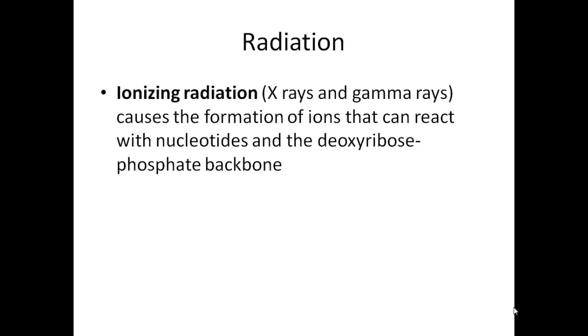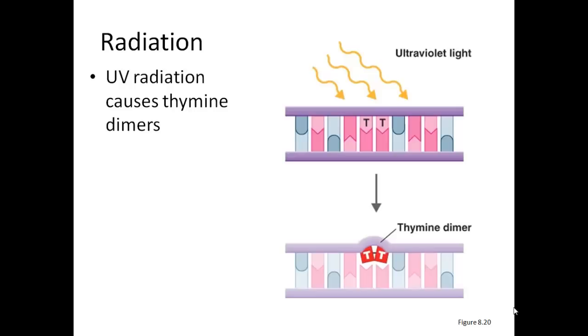Several forms of radiation can damage DNA. Ionizing radiation, such as that found in X-rays and gamma rays, causes the formation of charged atoms, or ions, that can react with nucleotides and damage the DNA. UV radiation causes neighboring thymine bases to form chemical crosslinks, called thymidine dimers. These dimers must be removed from the DNA in order to properly transcribe or replicate the genes that are damaged by the UV radiation.